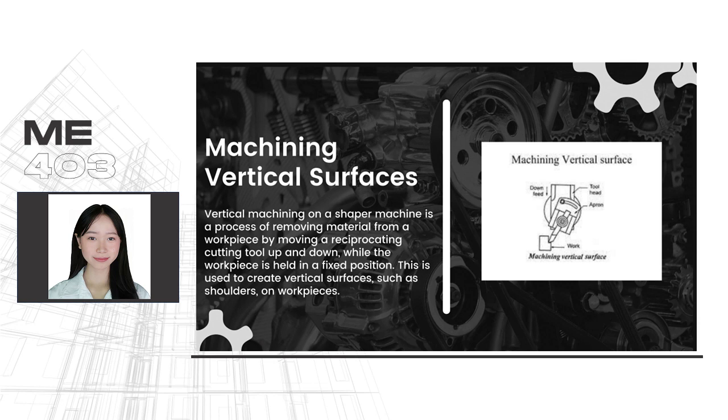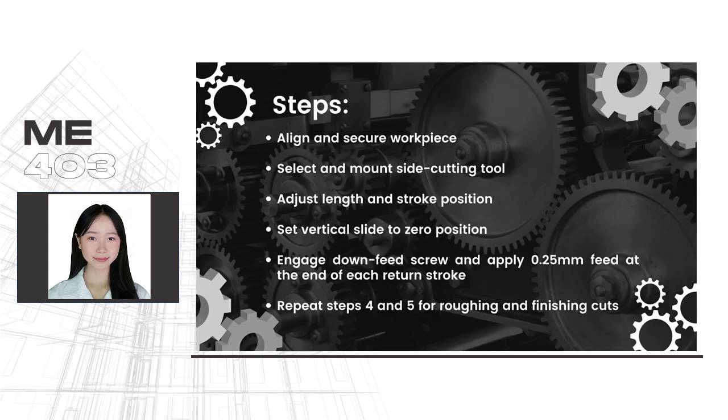Machining vertical surfaces is for removal of materials from a workpiece by reciprocating cutting tools up and down, and creates vertical surfaces as well. Steps: first, align and secure the workpiece. Second, select and mount a side cutting tool. Third, adjust length and stroke position. Fourth, set the vertical slide to 0 position. Fifth, engage the down feed screw and apply 0.25 mm feed at the end of each return stroke. Sixth, repeat steps 5 and 4 for roughing and finishing cuts.